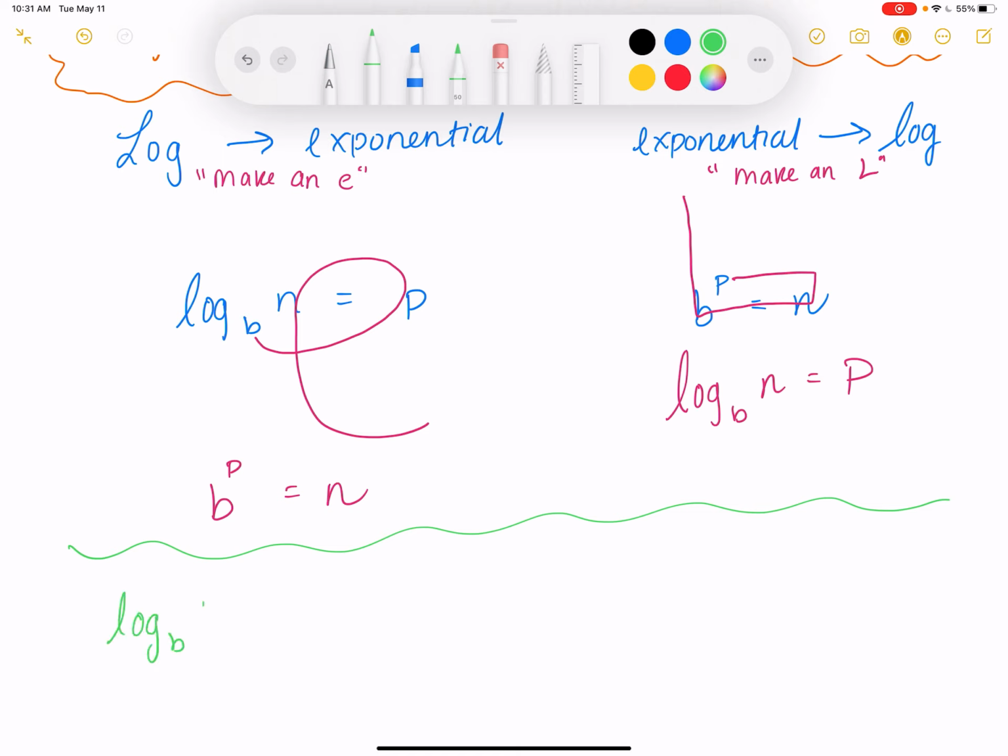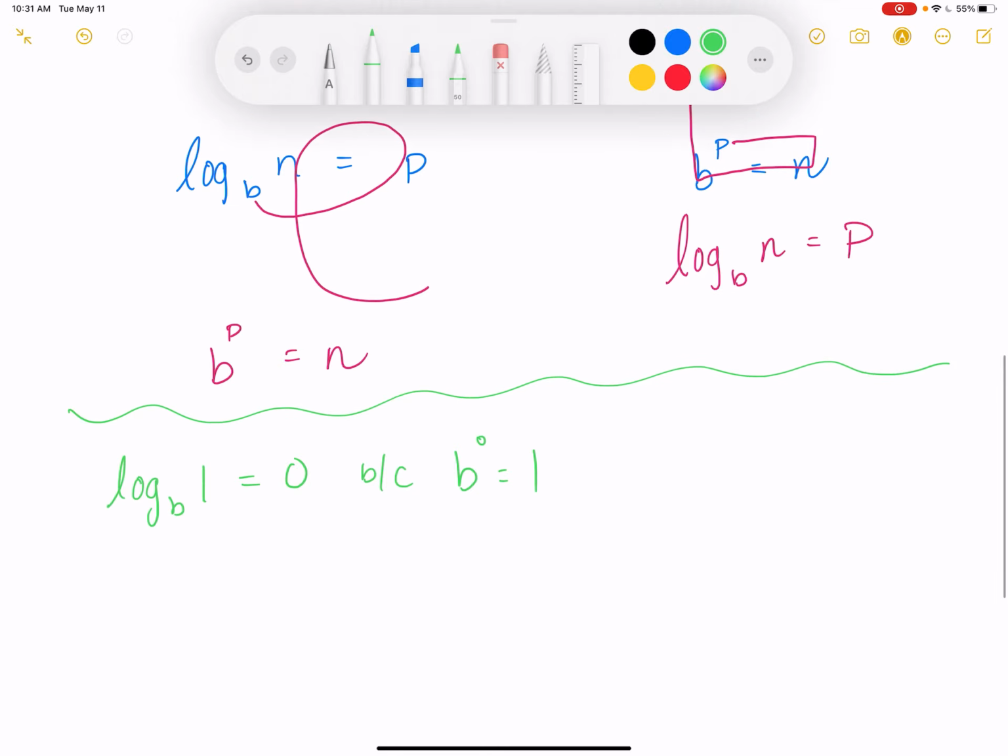Change your log, this is just some stuff you need to know. Log base B of 1 is equal to 0 because B raised to the 0 is equal to 1. Okay. And log base B of B is equal to 1 because B to the 1 is equal to B. Alright.